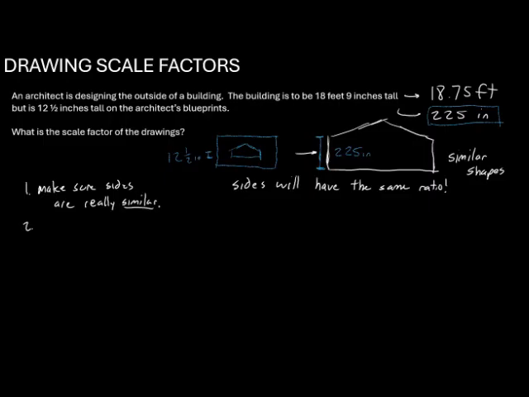Second, we need to make sure that the sides are in the same units. Notice that on our blueprints, our units are in inches. However, the height of the building could have been in feet or inches. We want to make sure that we choose the inches because that is the same unit as what's on the blueprint. This will help us find the ratio better. If you have a mismatch in units, that's going to give you the wrong answer.